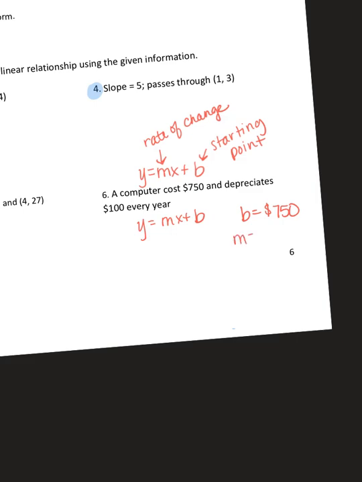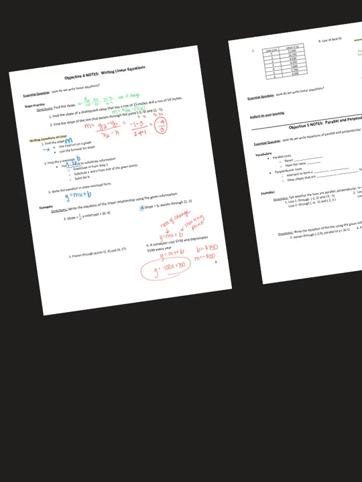And then it depreciates $100 every year. So our slope is $100, except depreciate means that it's losing value. So our value is going to go down and it needs to be -$100. So we're going to substitute in those values for m and b, and y is equal to -100x plus 750. And there's a model for the depreciation of a computer, the cost of a computer after x years. All right, so that is number 6.